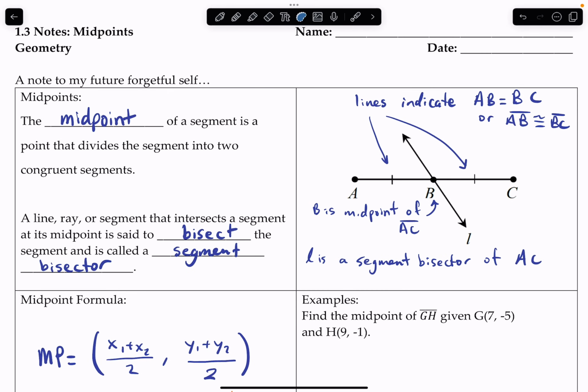Okay, time for another video. This one is over midpoints. So a midpoint is, as you may guess, the midpoint of a segment, the point that divides the segment into two congruent segments.